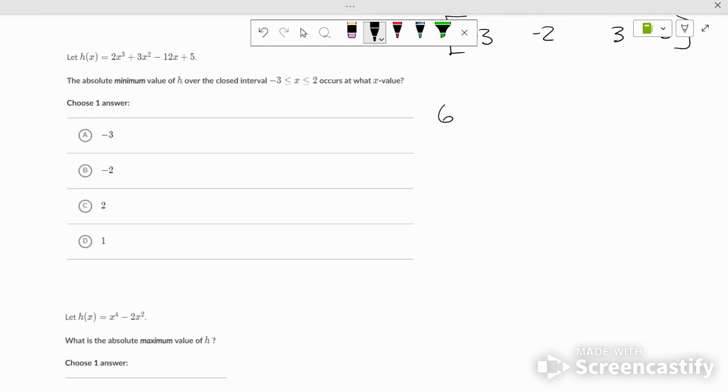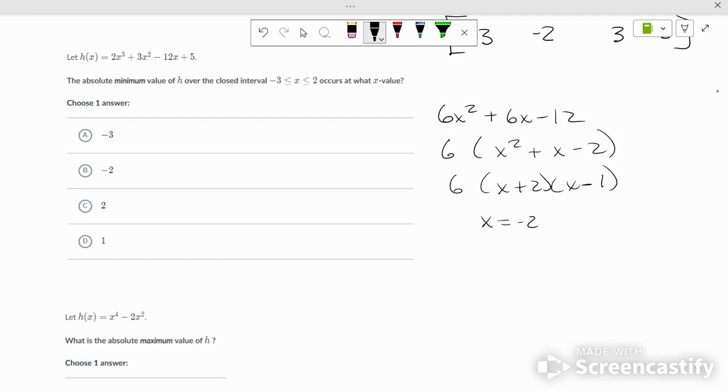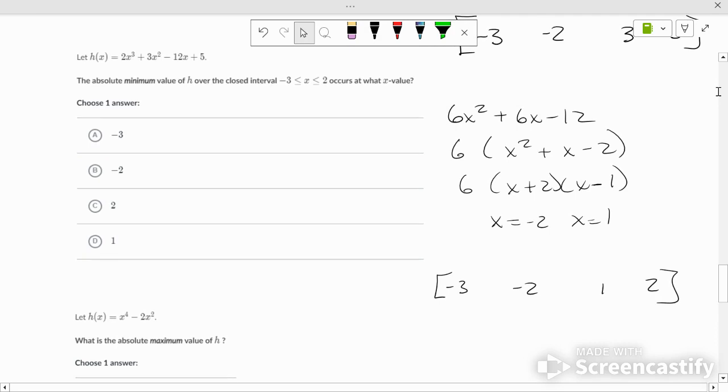Do the first derivative, 6x squared plus 6x minus 12. Factor out a 6 and you get x squared plus x minus 2, which is x plus 2 times x minus 1, which is x equals negative 2, x equals a positive 1. And then you have to also include the endpoints, so negative 3, negative 2, 1, and 2. After you take these 4, put them each into the function, get your answers, and whichever one gives you the smallest number, that's the absolute minimum.